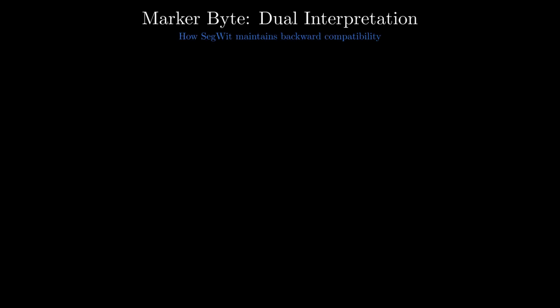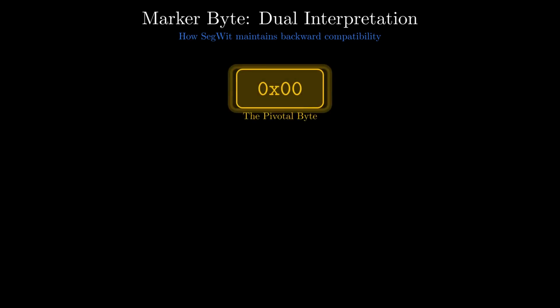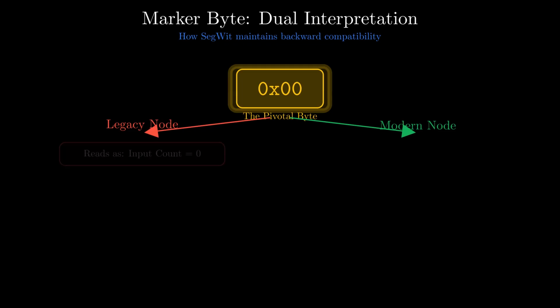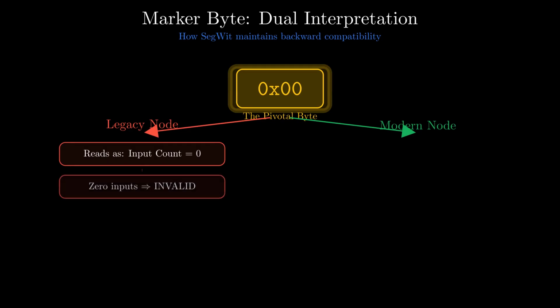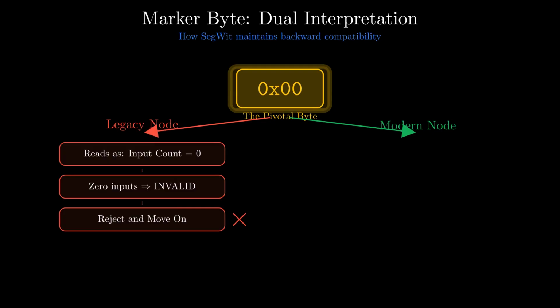Version numbers protect against rule changes, but the serialization format itself had to evolve, and the trick they used is elegant. When Bitcoin added segwit, transactions needed to include witness data, but legacy nodes, older software, still had to function. In the legacy format, the byte right after the version number is the input count, how many inputs the transaction has. A transaction with 0 inputs is always invalid. It makes no sense. The segwit format places a 0 byte in that exact position. Legacy nodes read it as 0 inputs, reject the transaction as invalid, and move on.